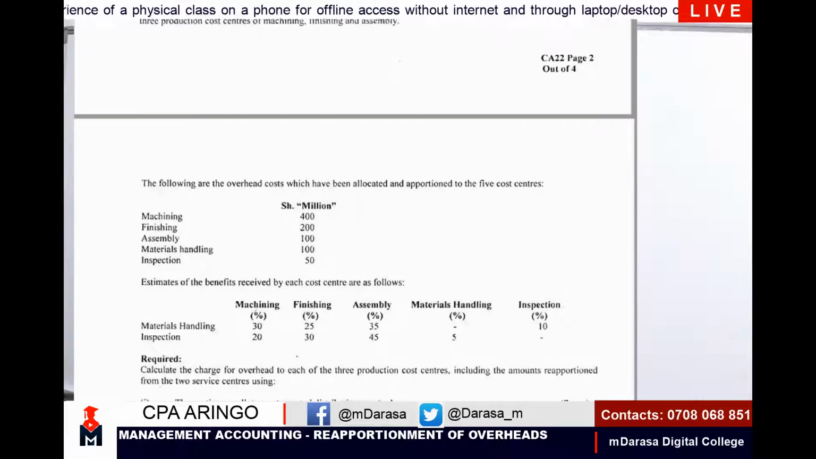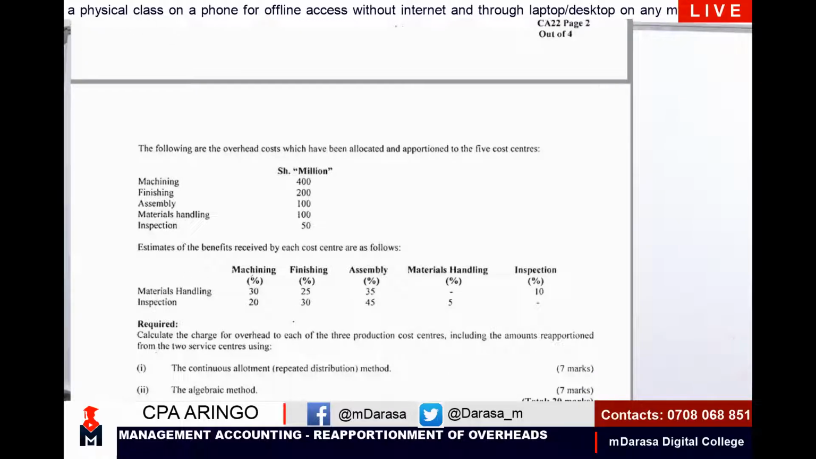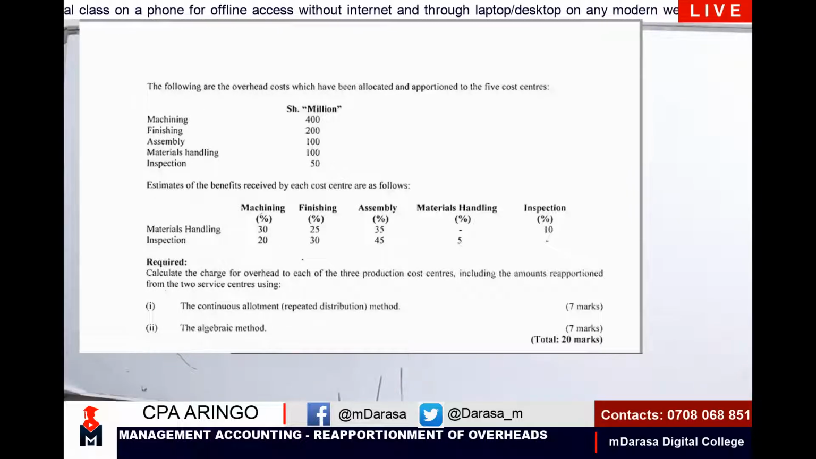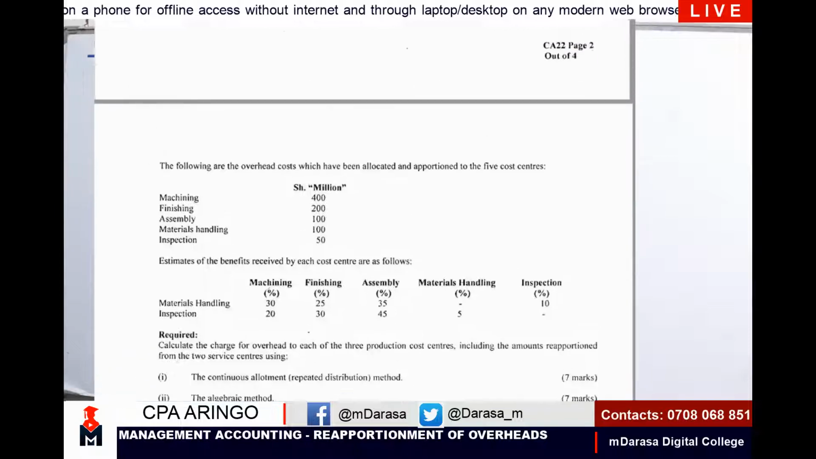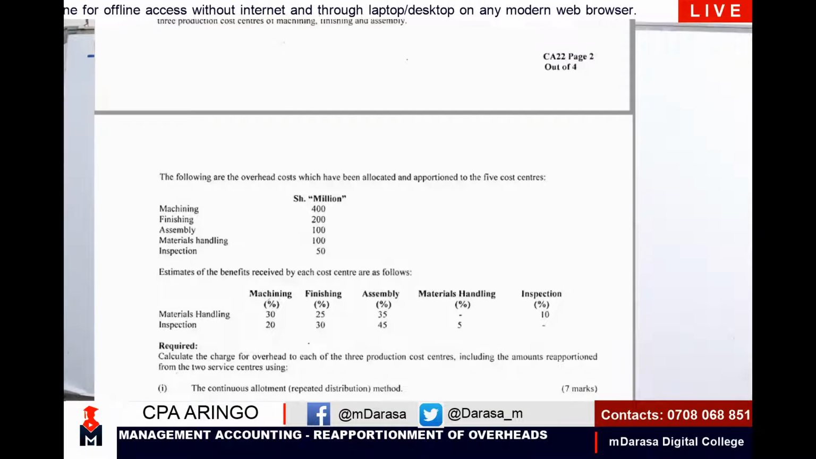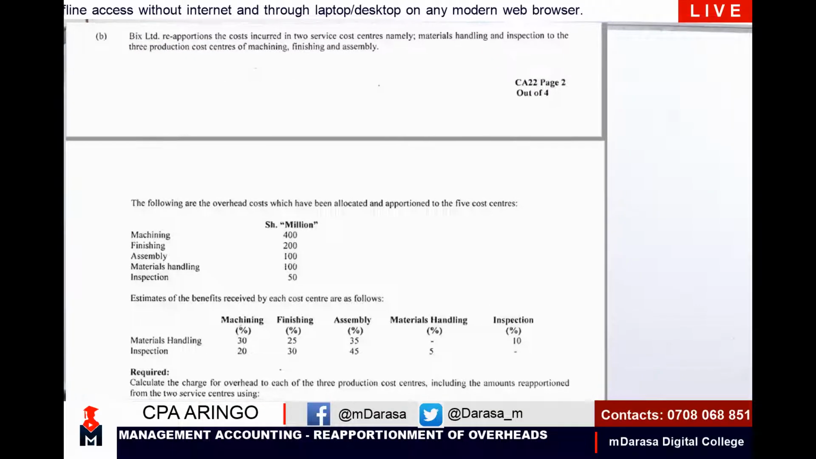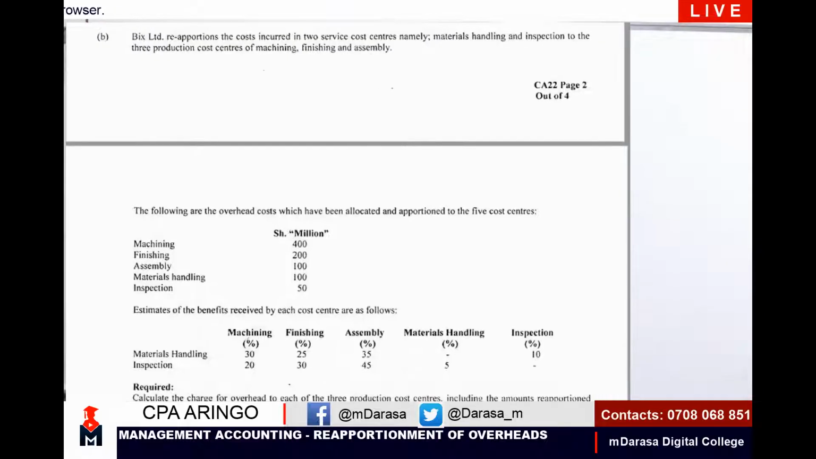I've shared the question on our screen, believing that it is very, very visible. So basically, at this point, you are told that Biggs Limited reapportions the cost incurred in 2 service cost centers, namely materials handling and inspection, to the 3 production cost centers of machining, finishing, and assembly.